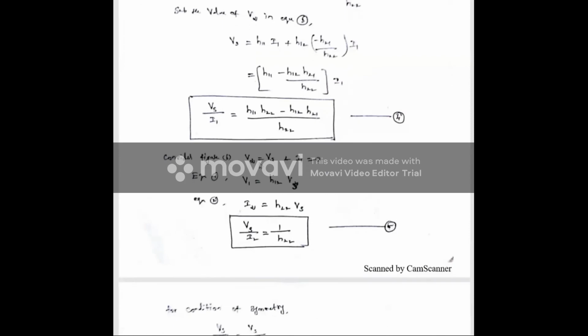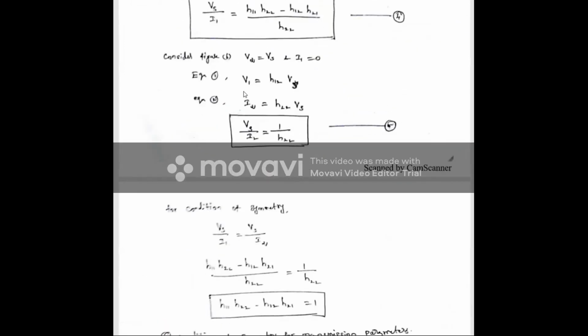Similarly, consider figure B. We are applying the source voltage at the output port and we are making the input current 0. So V2 equal to Vs and I1 equal to 0. Substitute this condition in equation number 1, we get V1 equal to H12 into Vs. Substitute the value in equation number 2, we get I2 equal to H22 into Vs.